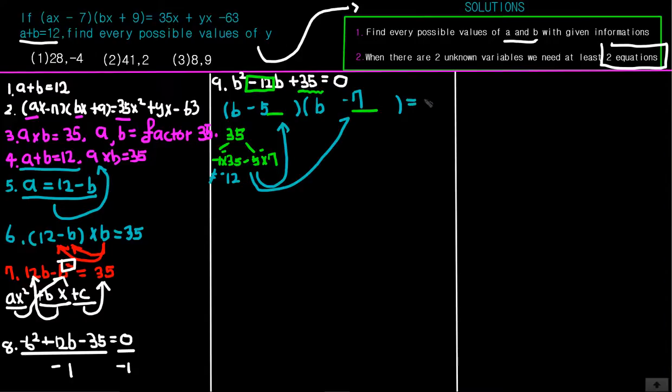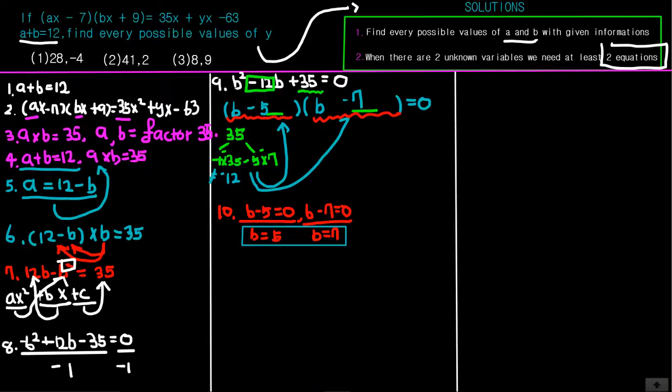And that is equal to 0, which means this term is equal to 0, or this term is equal to 0. So in step 10, b minus 5 is equal to 0, or b minus 7 is equal to 0. We can add 5 to both sides, and we get b is equal to 5. Or if we add 7 to both sides, we get b is equal to 7. And we got the possible values of b, which are 5 and 7.